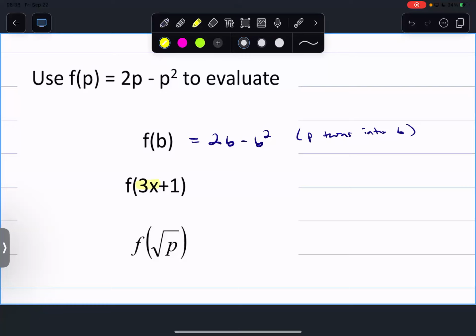Using that same idea, f of 3x plus 1, right? Now you're just going to use that 3x plus 1 as one entity, and wherever you see a p, you're going to rewrite 3x plus 1. So use brackets around that 3x plus 1, just to emphasize to your brain that this is one thing that I'm putting in there. Okay. So this is going to be 2 times (3x plus 1) minus (3x plus 1) squared.